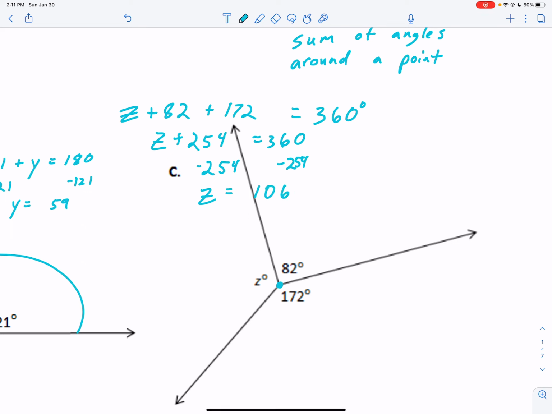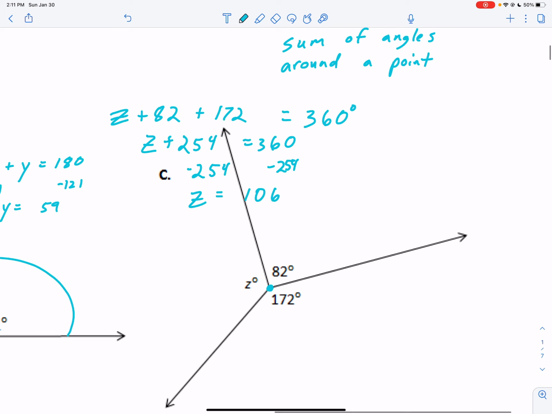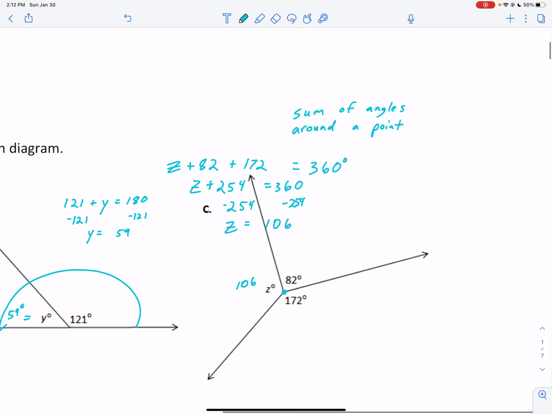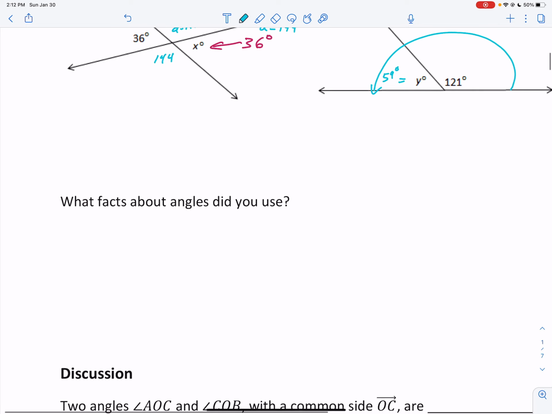Let me confirm this. 10 minus 4 is 6. Yeah. 6 gets reduced to a 5. Minus 5 is 0. Excellent. 3 minus 2 is 1. 106 degrees. And you can confirm this as well by adding up all of them and seeing if it's equal to 360 degrees, because we're forming a circle when we go all the way around it. So we're really just saying the sum of angles around a point is 360 degrees.